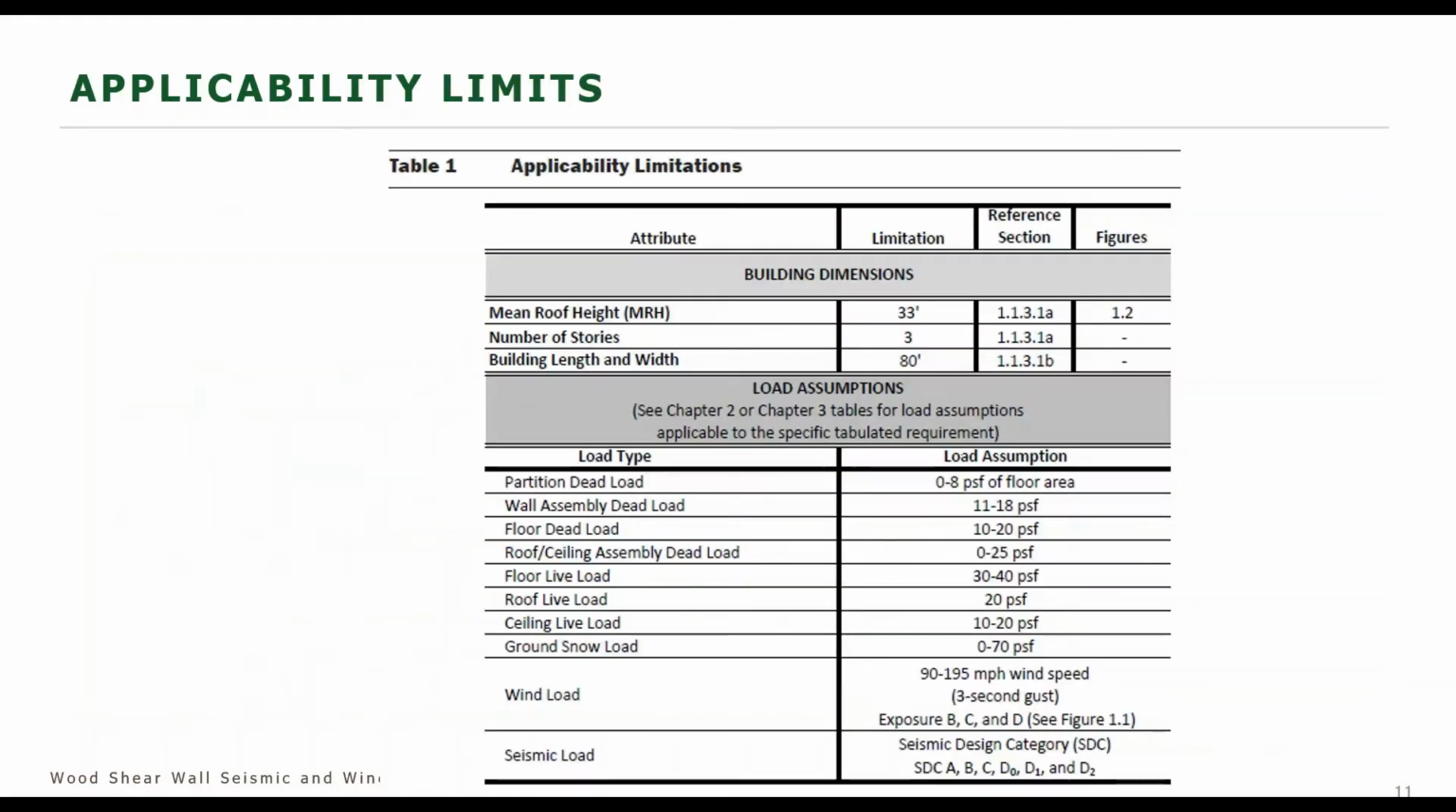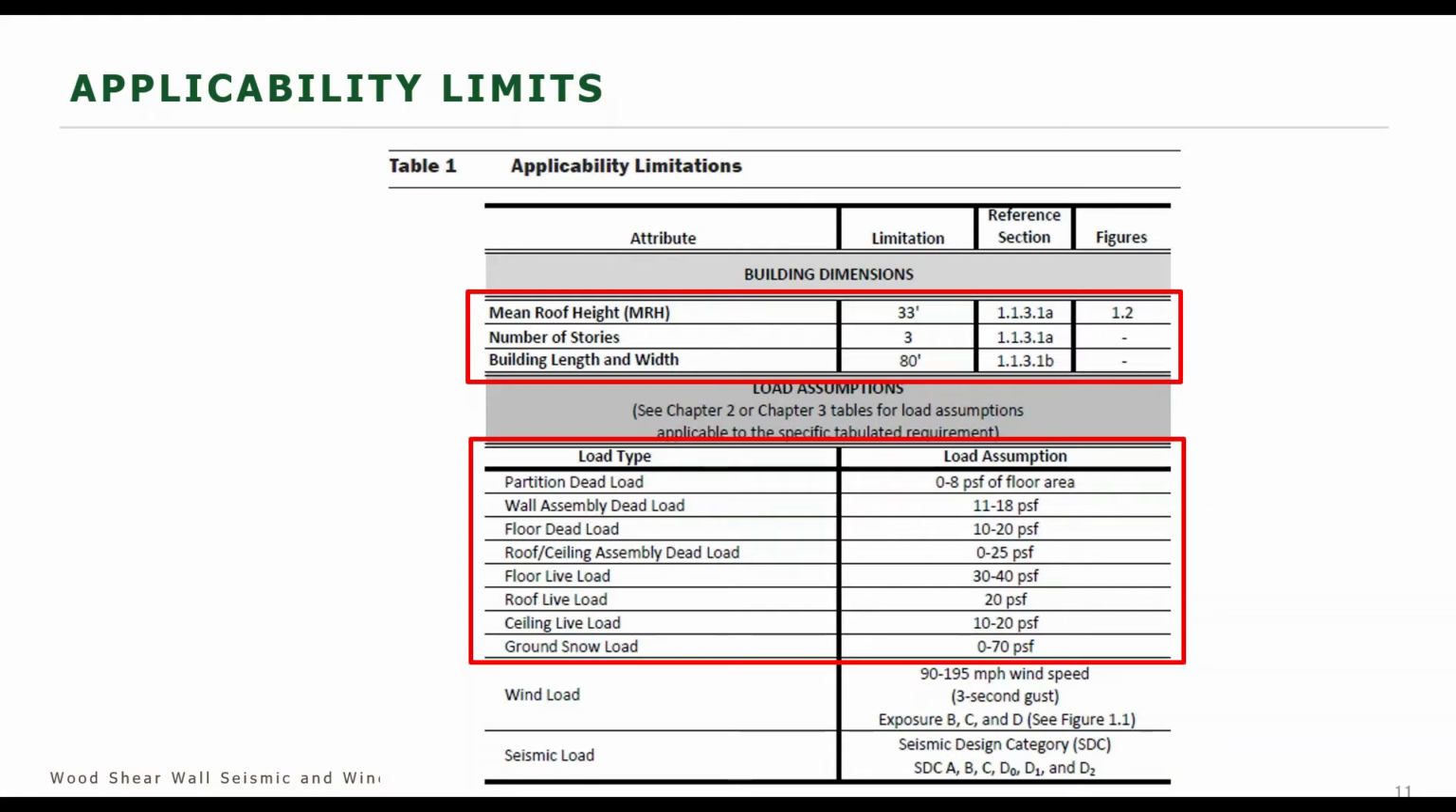And if you go into that section, this is essentially what it points you to, the applicability limitations of the document. So you'll see that there are limits on the building dimensions, so the mean roof height, the number of stories, and the length and width of the building in plan. Additionally, there's limits on the loads that are used in the development of many of these tables and other provisions in the document. So the WFCM is used to design just an ordinary rectangular wood building.